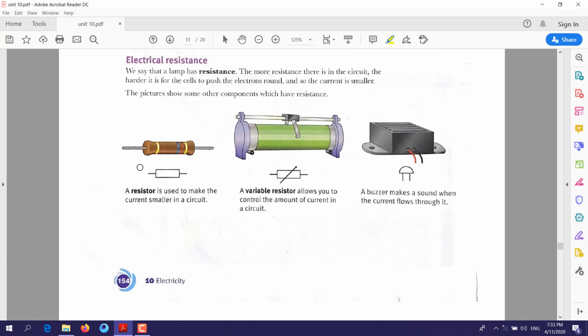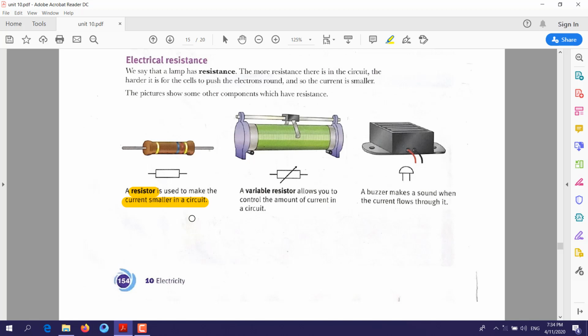So in this case, the bulb will receive more than it can handle. The bulb will explode, or it will be damaged. Now, how do we solve this problem? By using specific components that we call resistors. What is the function of a resistor? A resistor is used to make the current smaller in the circuit.